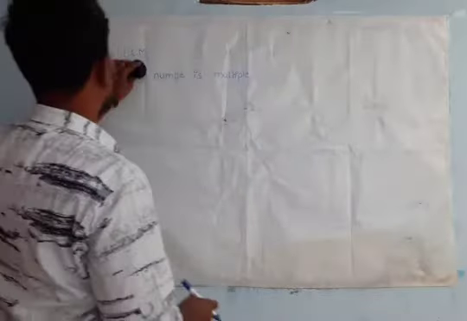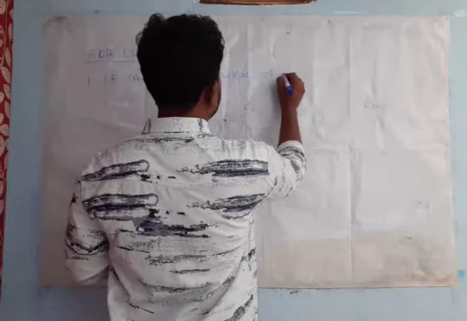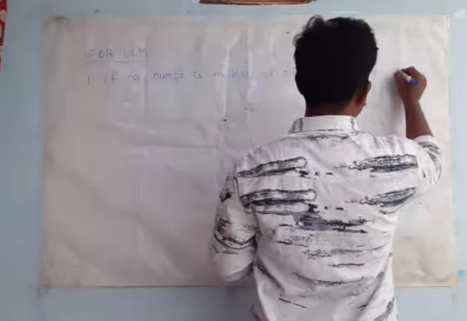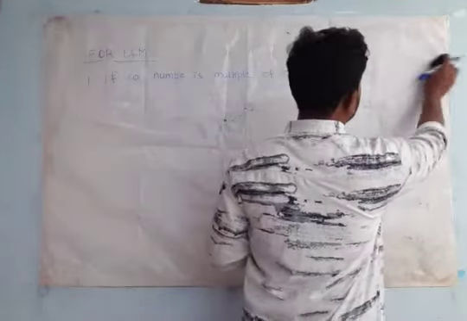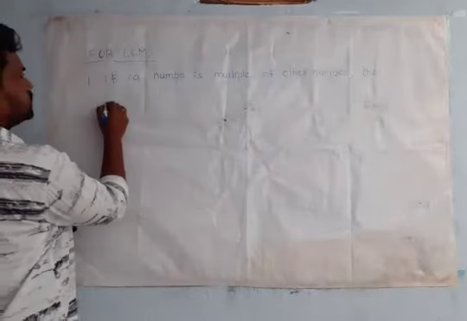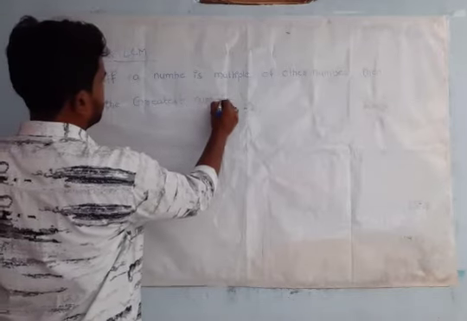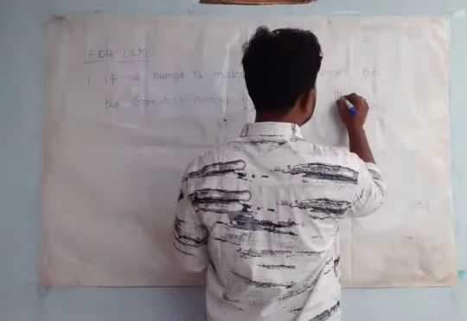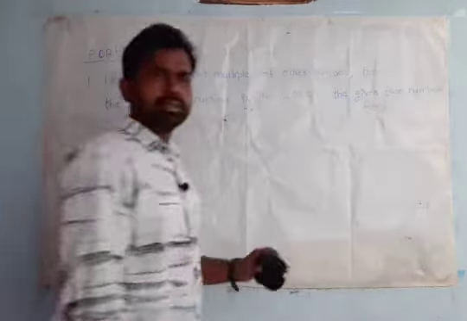If a number is a multiple of another number, then the greatest number is the LCM of the given two numbers. Understood? Same definition like for HCF.